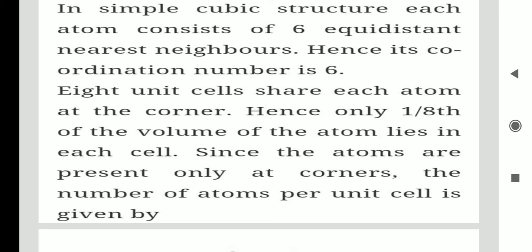8 unit cells share each atom at the corner. Hence, only 1/8th of the volume of the atom lies in the unit cell.